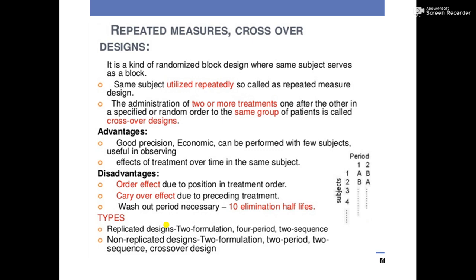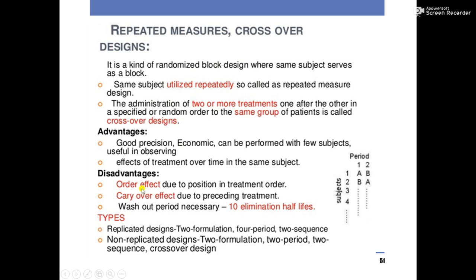Repeated measures crossover designs. It is a kind of randomized block design where the same subject serves as a block. The same subject is utilized repeatedly, so it is called a repeated measures design. The administration of two or more treatments one after the other in a specified or random order to the same group of patients is called crossover design.